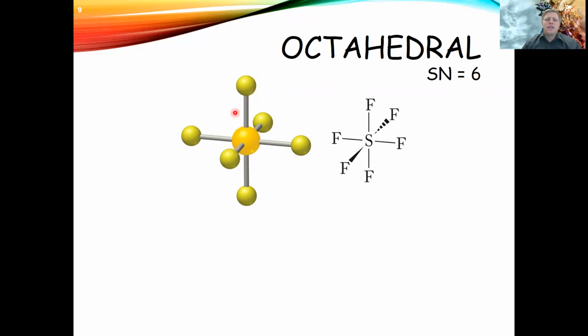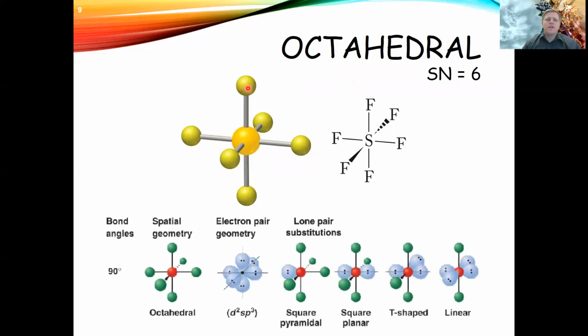The bond angles here are all 90 degrees. So that's the bond angle between each individual atom. We can also talk about the bond angle between atoms on different sides, which would be 180 degrees, but we really don't talk about that much.